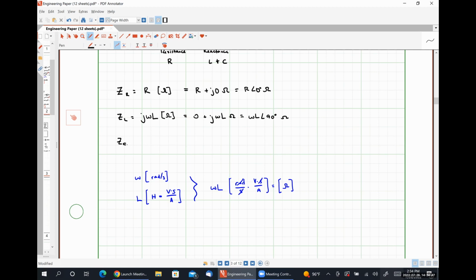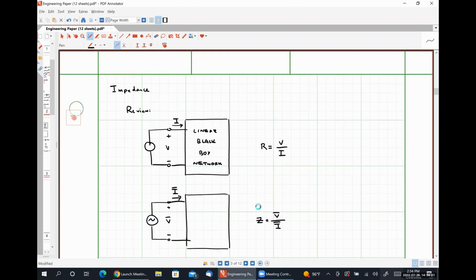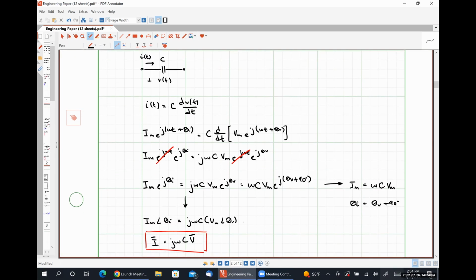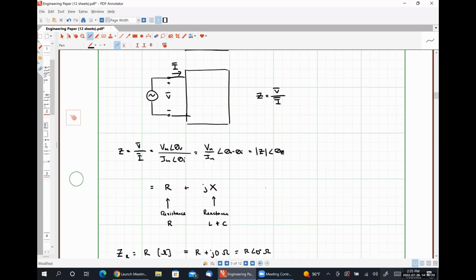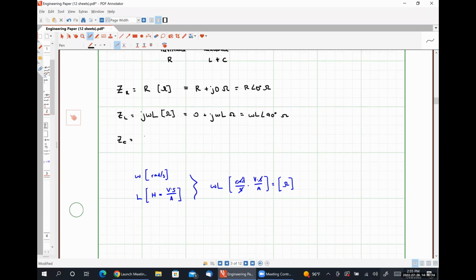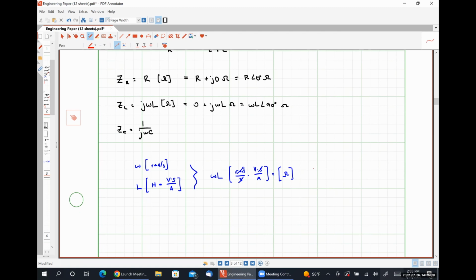For a capacitor, we go back up here. Our relationship is phasor current I is equal to J omega C times phasor voltage V. Algebraically rearranging this, we find that V over I is equal to 1 over J omega C. Let's look at the units here. So omega is obviously still measured in radians per second. Capacitance is measured in farads, which is the same as an amp second per volt.